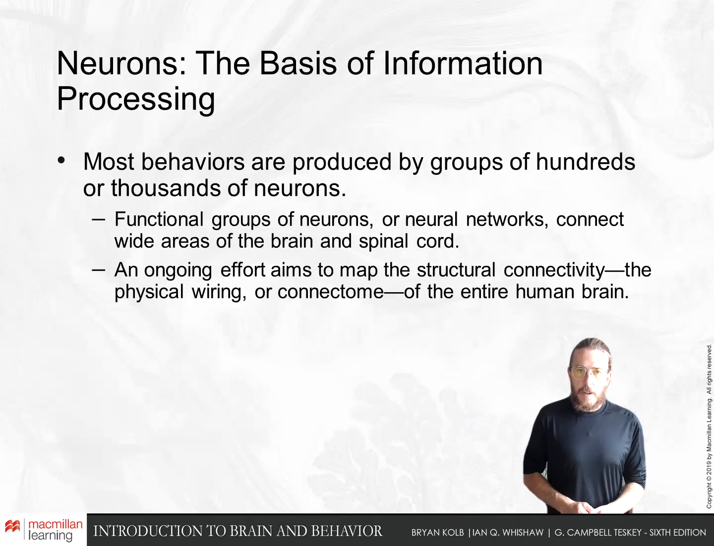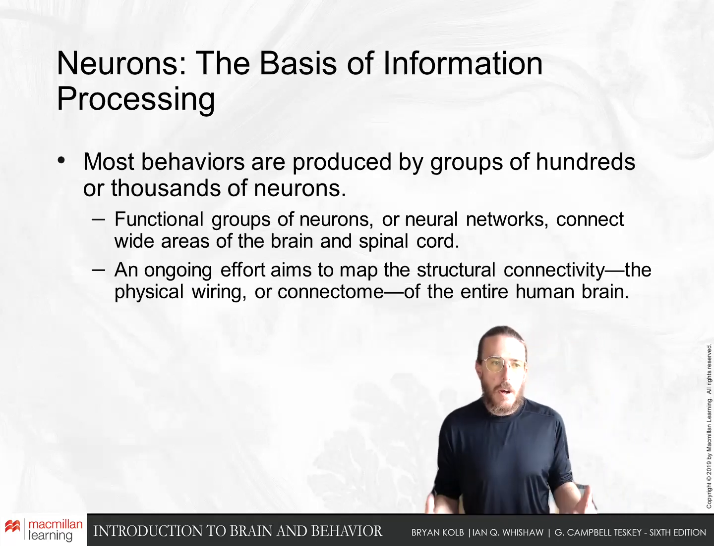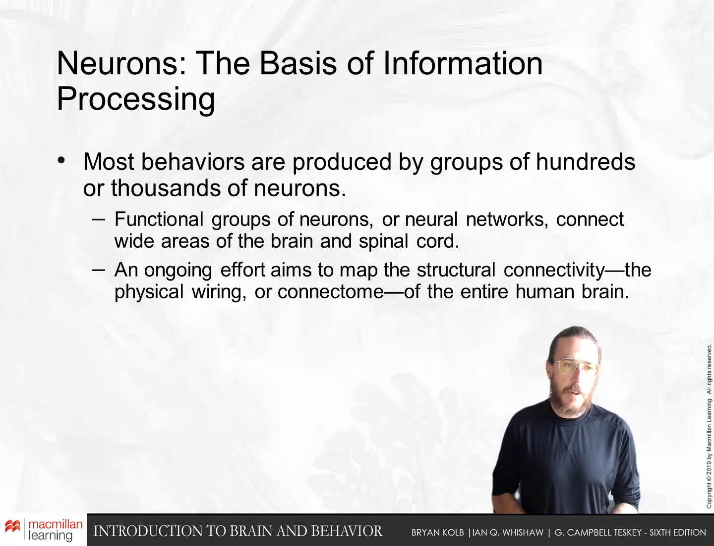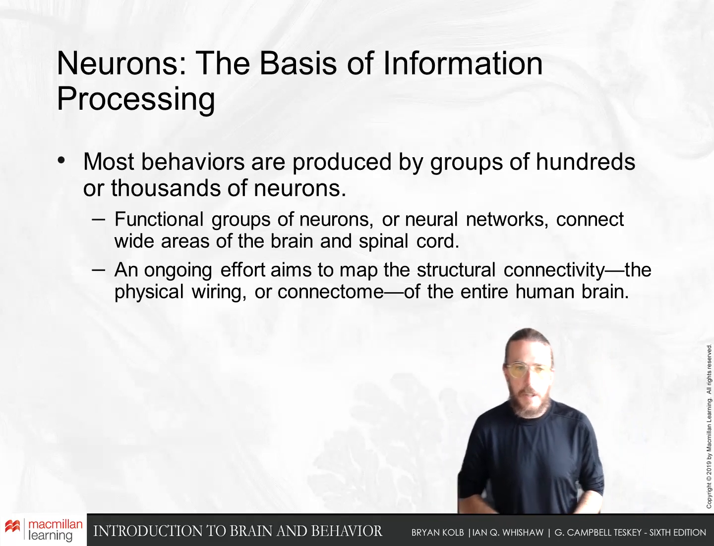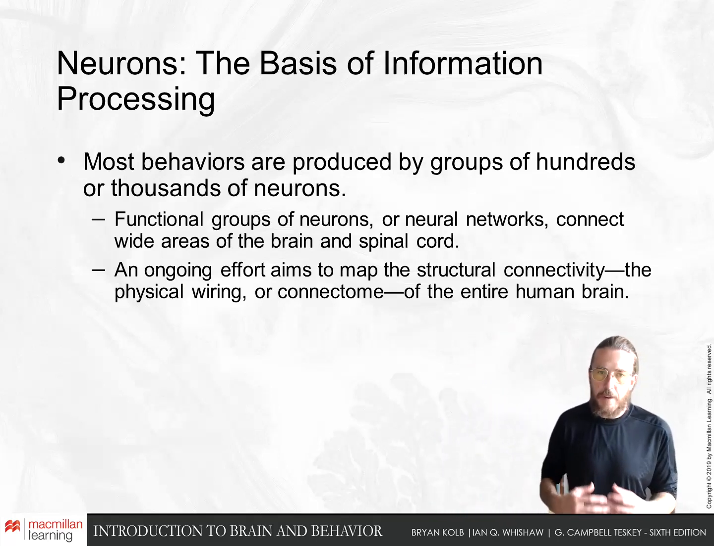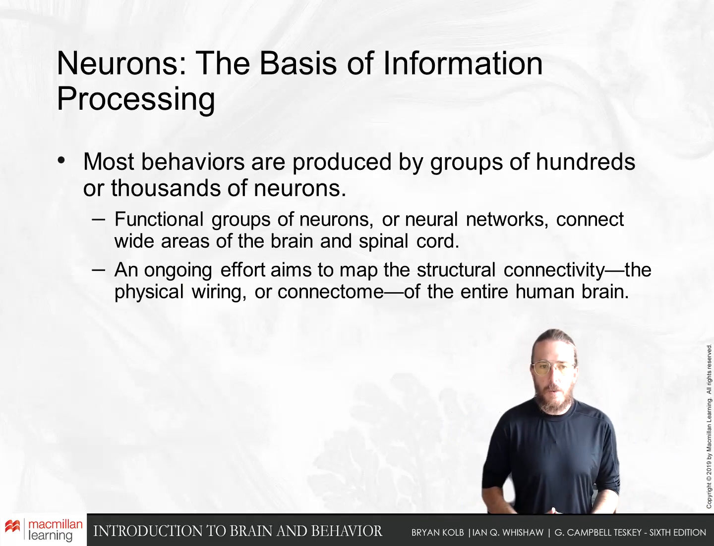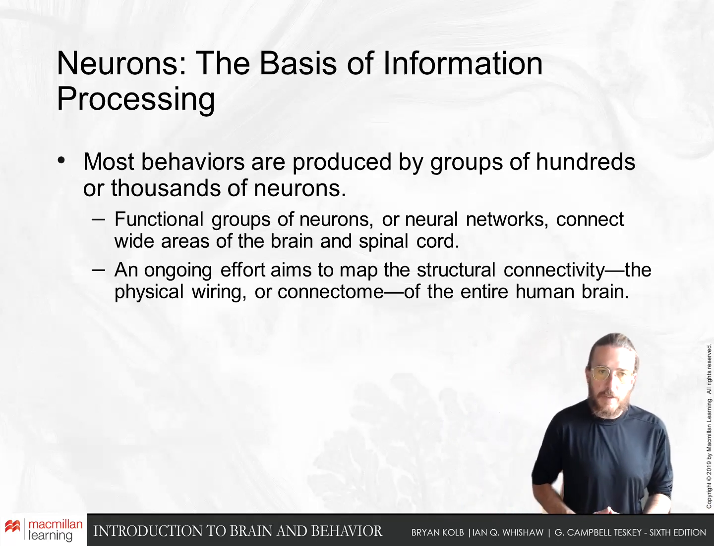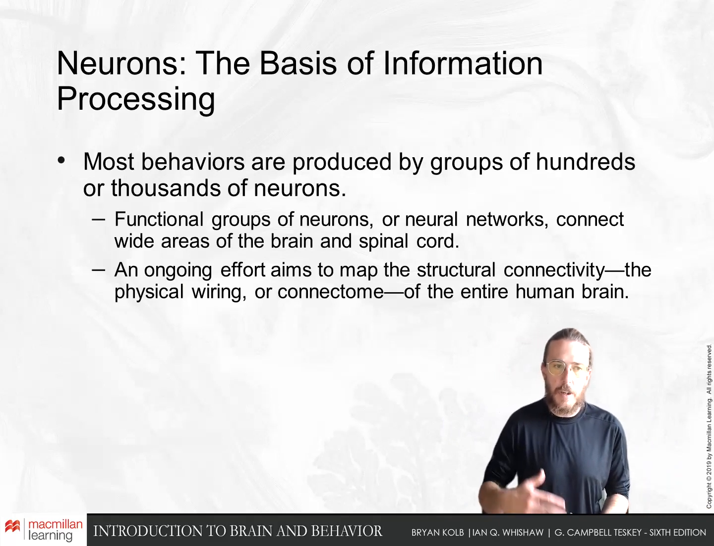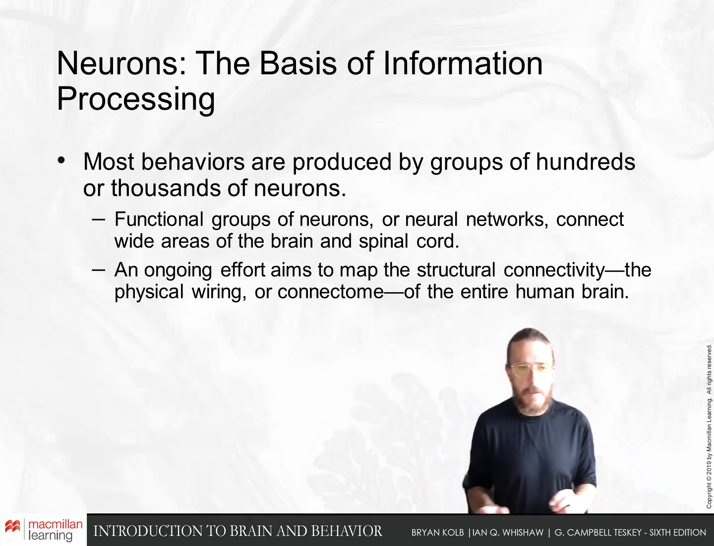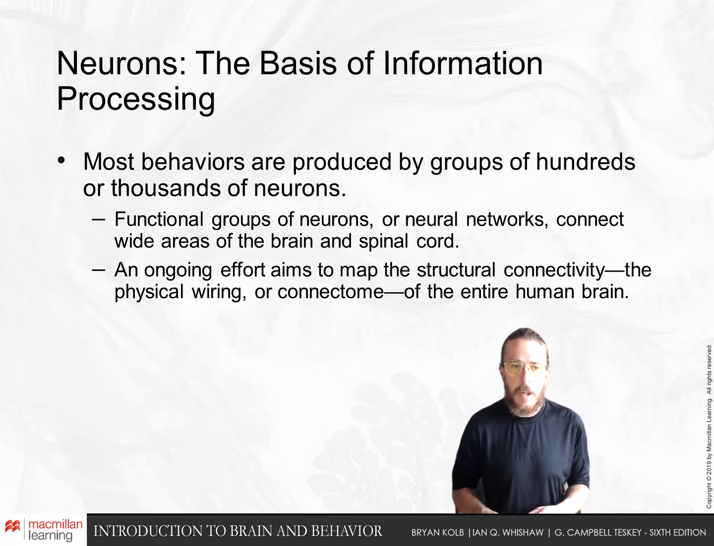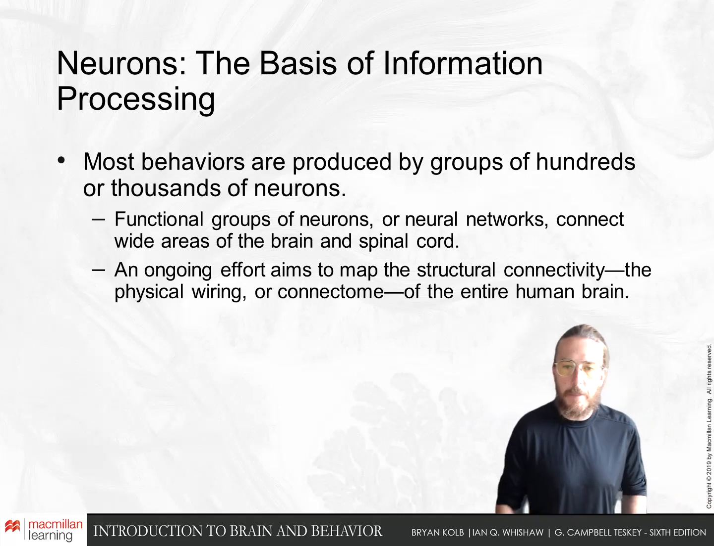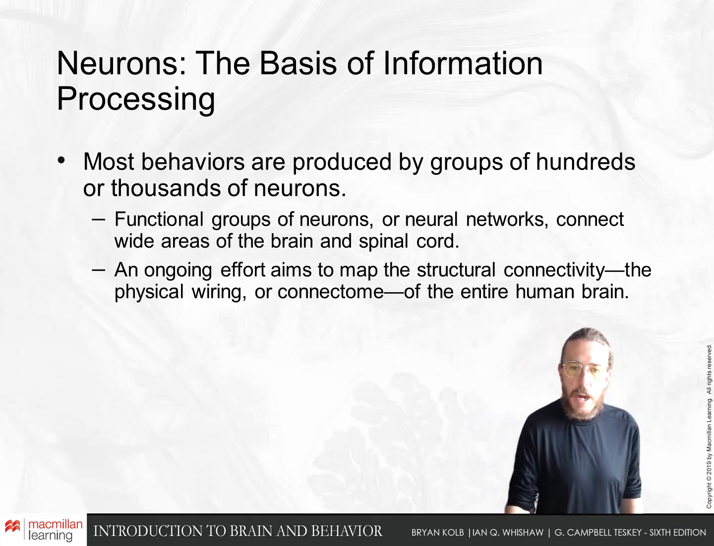And any one neuron doesn't contribute much to our behavior. It's large groups of hundreds or thousands of neurons that get together in functional groups or neural networks. And these connect large areas of the brain together with our body as well. And so one of the aims of neuroscience and psychology is to map the structural connectivity of the human brain. How is each part of the human brain wired to each other part? We can call this the connectome, just like the genome. The connectome is the entire connection map of the human brain, of which we've heard there are 86 billion neurons.